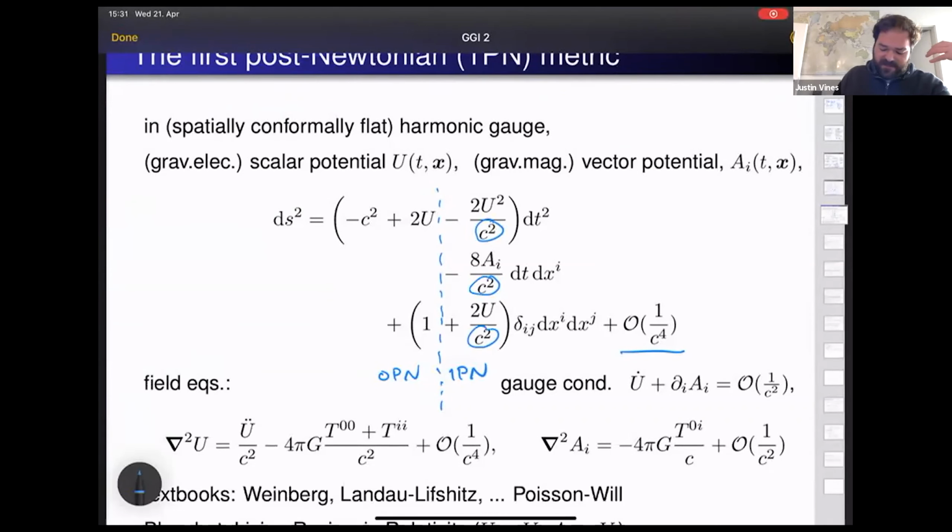So of course we still have the Newtonian potential here. It's kind of generalized in this gravito-electric scalar potential. And the only really new degree of freedom that we have appearing at first post-Newtonian order is a so-called gravitomagnetic vector potential, A, which appears right there.